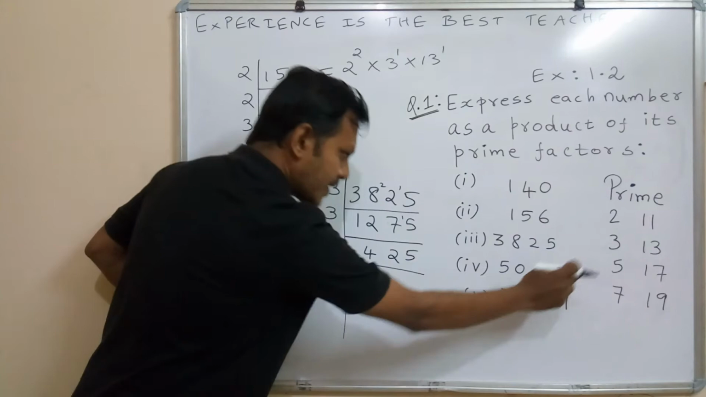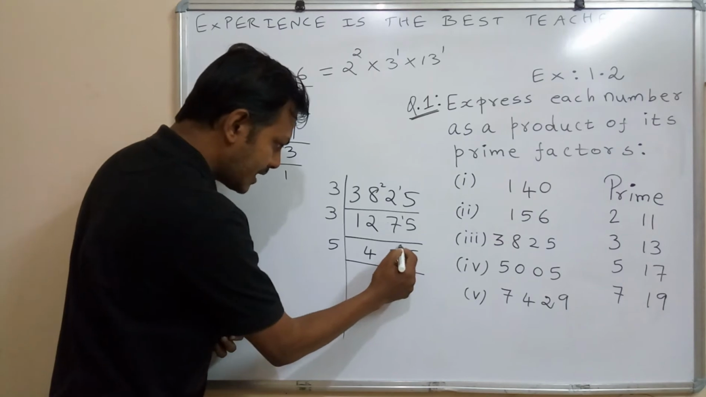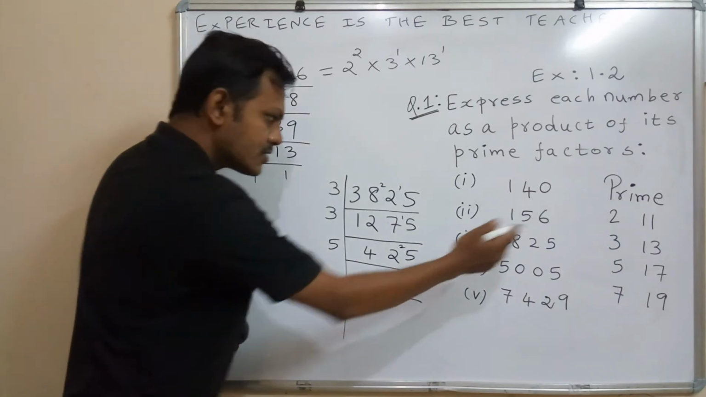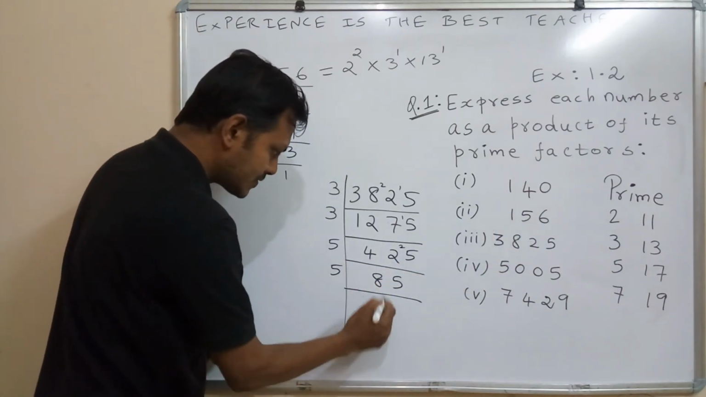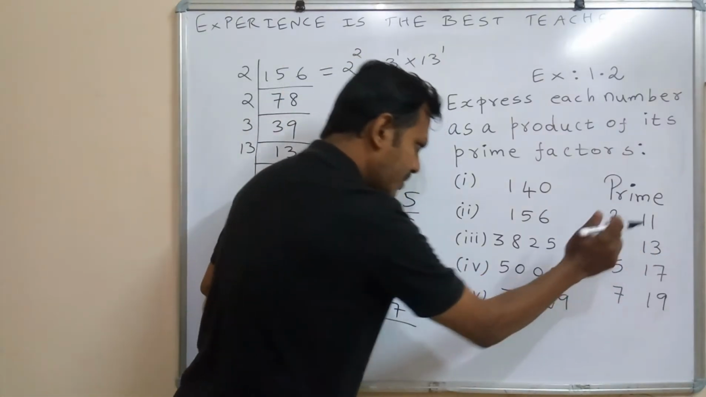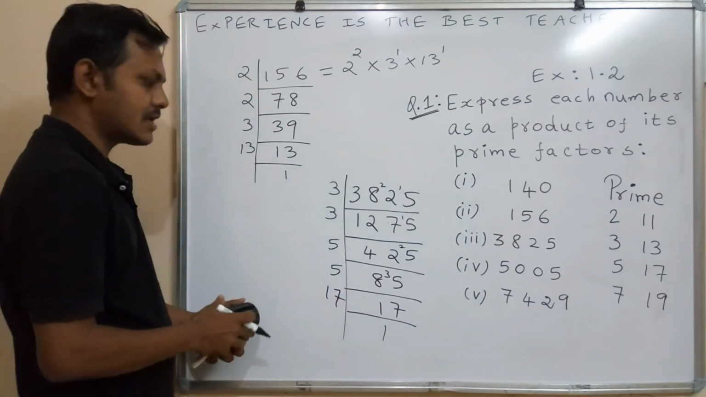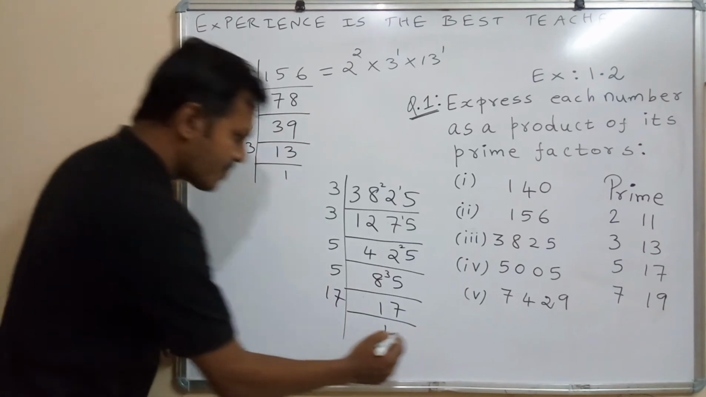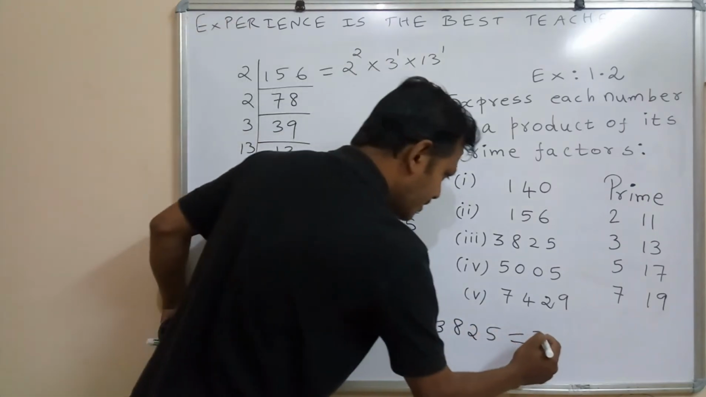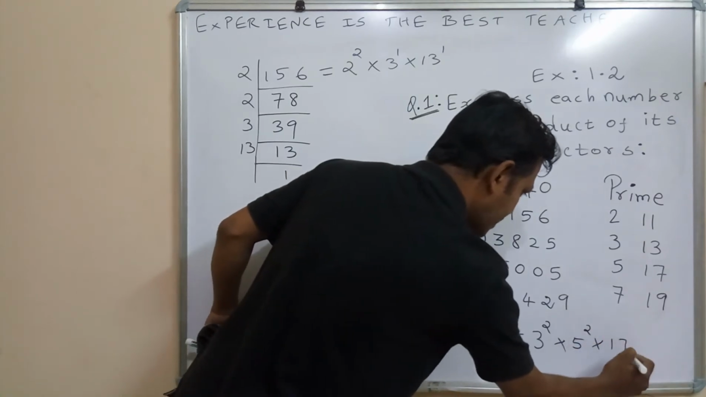So next prime number is 5. Here unit place is 5. So we can use the 5 table. 5 8s are 40, balance is 2. 5 5s are 25. Again 8 plus 5, 13 will not come in 3 table. So next, the same prime number 5. 5 1s are 5, 5 7s are 35. The next prime number is 17. 17 is a prime number, so 17 one time. So the product of prime factors of 3825 will be 3 power 2 into 5 power 2 into 17 power 1.